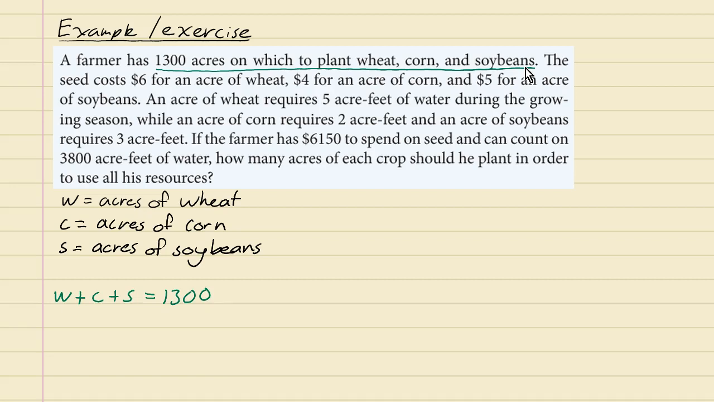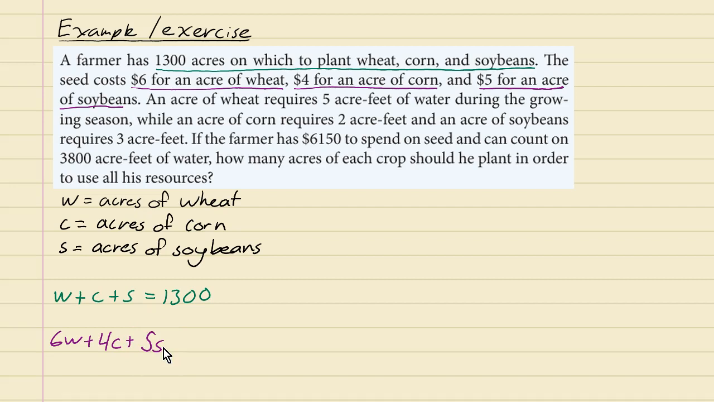Now, we can also get an equation about the cost of the seeds. It tells you how much he'll have to pay for seeds per acre. So to get the cost for seeds, we can say that it's $6 for an acre of wheat. So the cost of the seeds for that acre are going to be 6 times W, plus the cost, $4 for an acre of corn, is going to be $4 times the number of acres of corn, and then $5 for seeds for an acre of soybeans. That will be 5S.